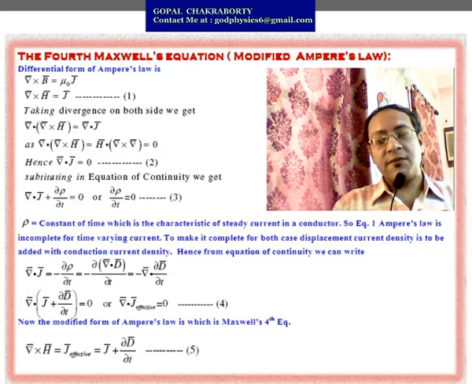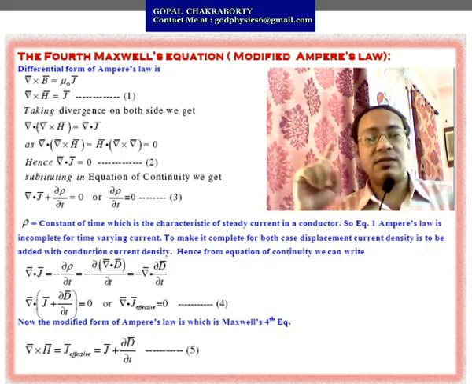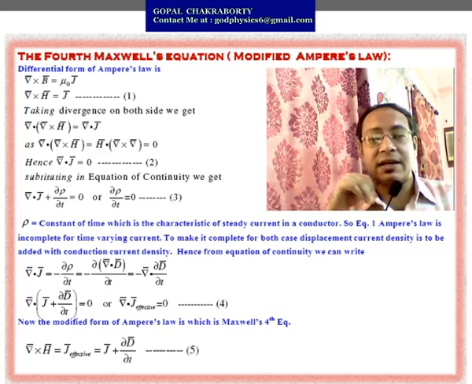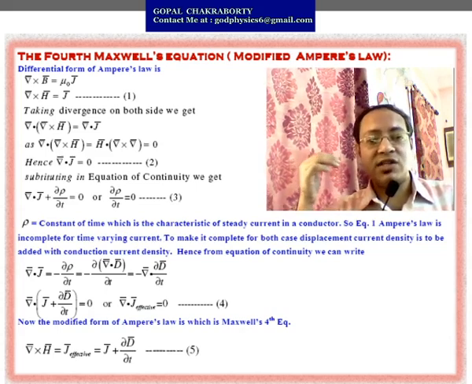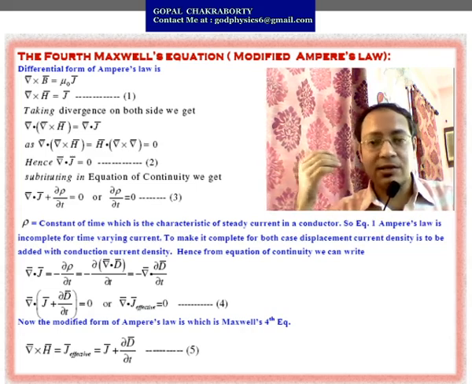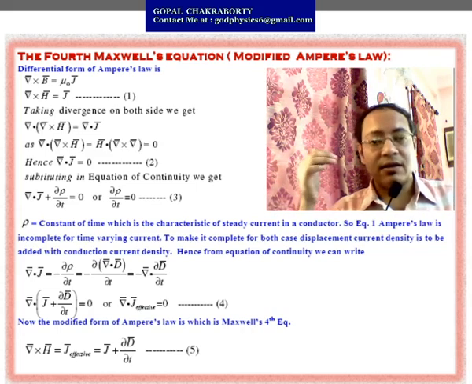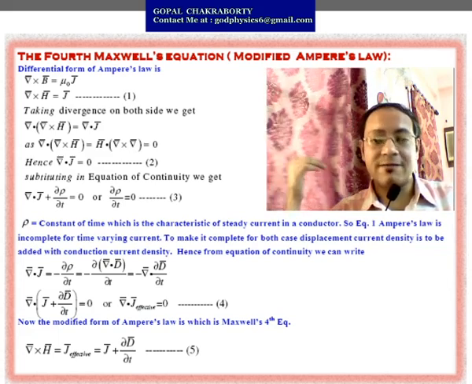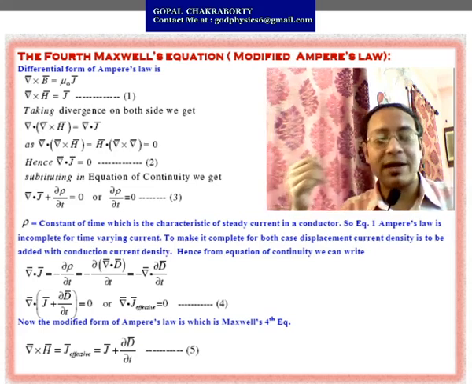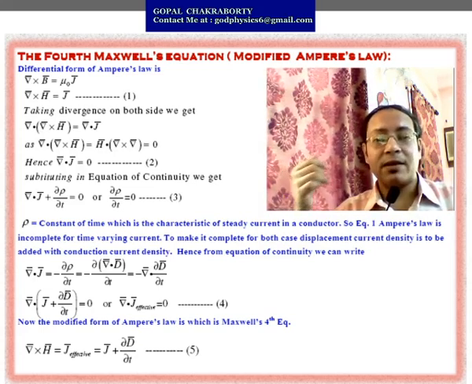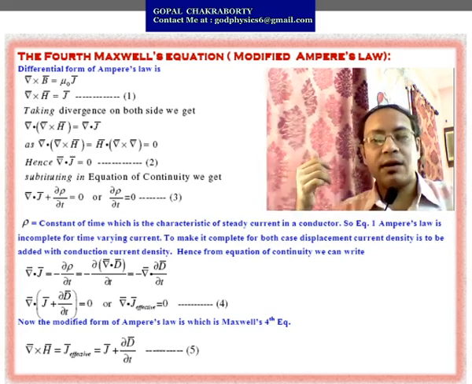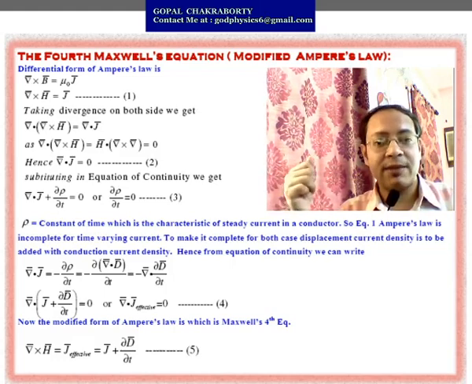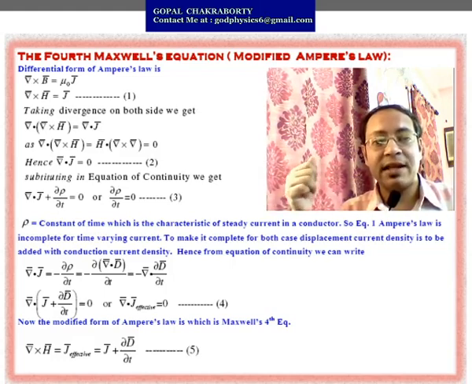Now the fourth Maxwell's equation. This one is the most important one for your semester exam, because if you check the last 5 or 10 years of questions, you may find lots of questions regarding the derivation or the physical significance of this fourth Maxwell's equation in your question paper. So before deriving this fourth Maxwell's equation, I will tell you the meaning of this equation.